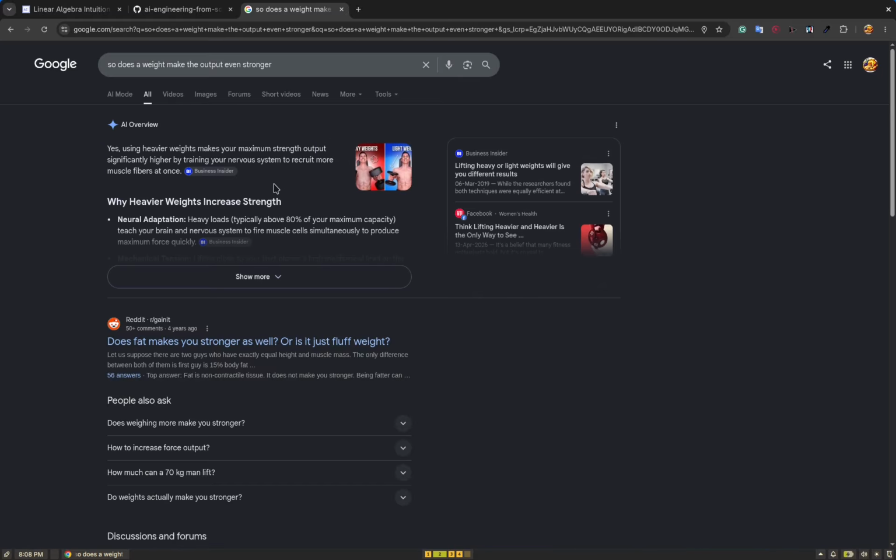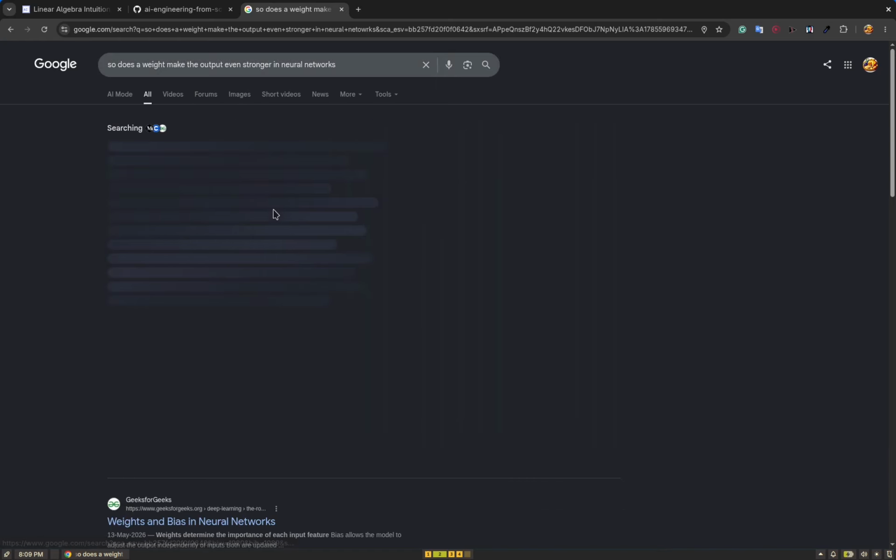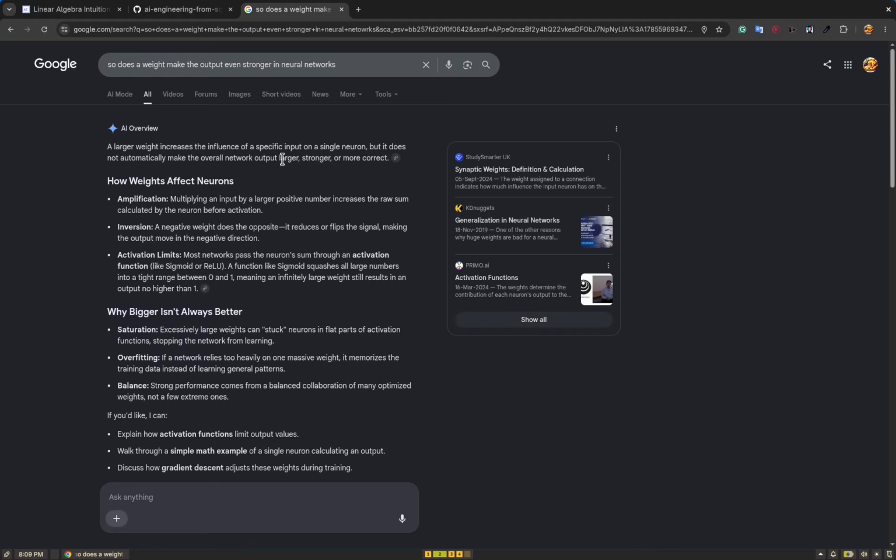Yes, using higher weights makes your maximum strength output significantly higher by training the neuron to recruit more muscle fibers. Oh no, not in neural networks. A larger weight gives the input larger influence on a signal, but it does not automatically make the overall output larger. So it affects the amplification. Multiplying input by a larger positive number increases the raw sum calculated by the neuron before activation. A negative weight does the opposite. It reduces or flips the signal, making the output go in the negative direction.